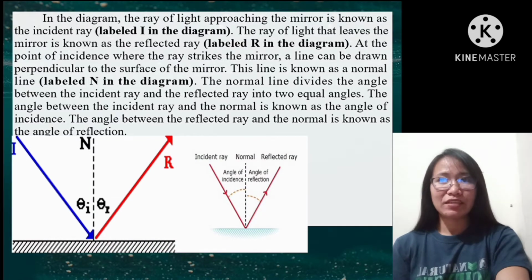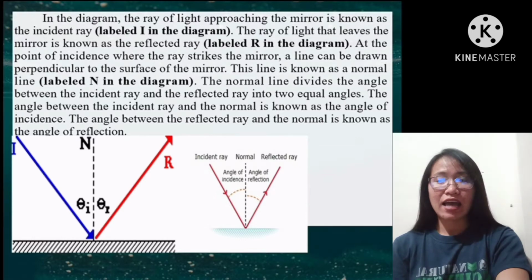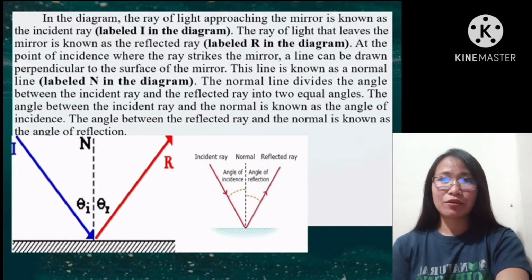In the diagram, the ray of light approaching the mirror is known as the incident ray, labeled I in the diagram. The ray of light that leaves the mirror is known as the reflected ray, labeled R in the diagram. At the point of incidence, where the ray strikes the mirror, a line can be drawn perpendicular to the surface of the mirror. This line is known as the normal line, labeled N in the diagram.